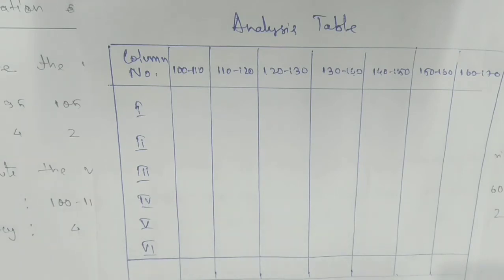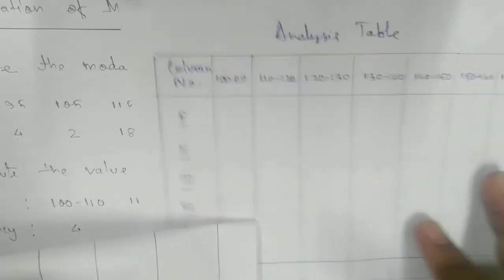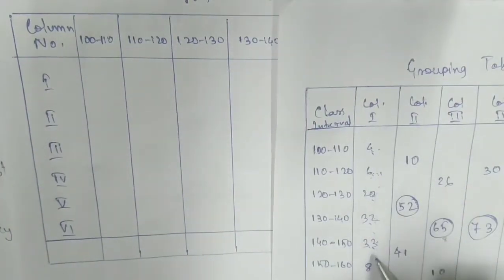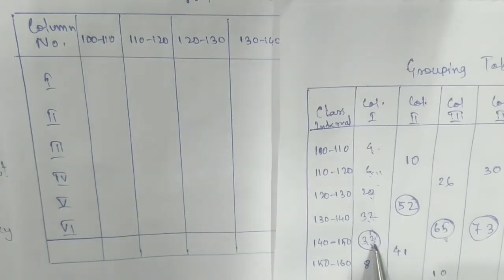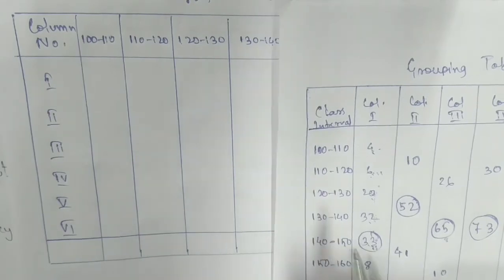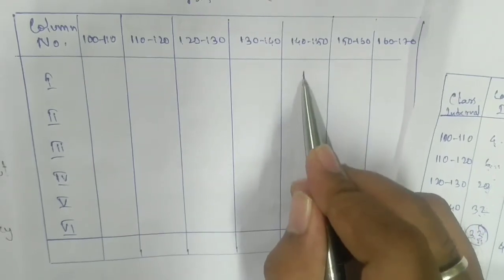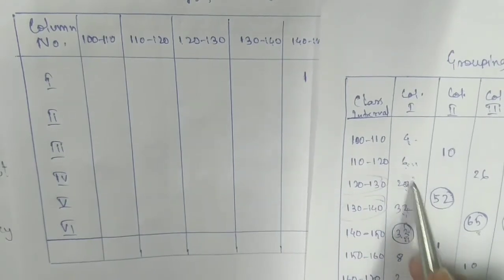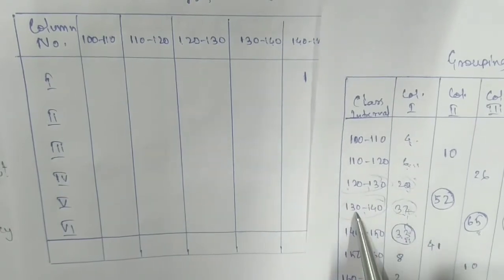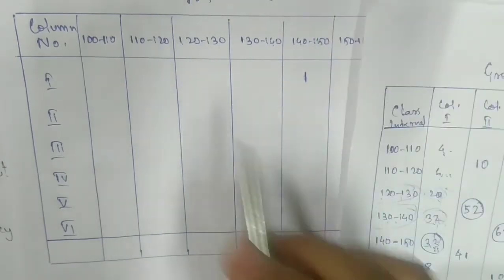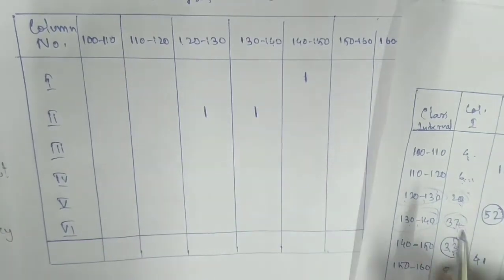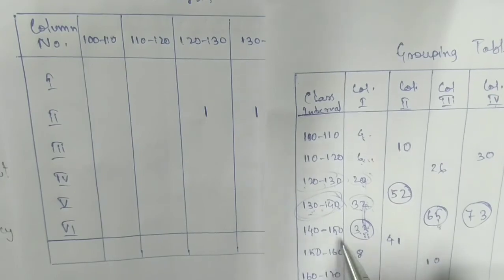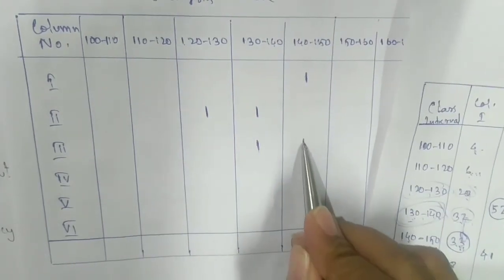So let's see. For column one, highest frequency is which one? 33. So column one, 140, 150. So where is 140, 150? This is it, take one bar on it. Next, 52, by adding which two frequencies? This, see, 20 plus 32: corresponding to 20 is this one, corresponding to 32 this. 120, 130, and 130, 140. So for the second column, for this class interval and for this class interval, one bar. Third column, proceed, 65, adding which two? These two, 130, 140, 140, 150.